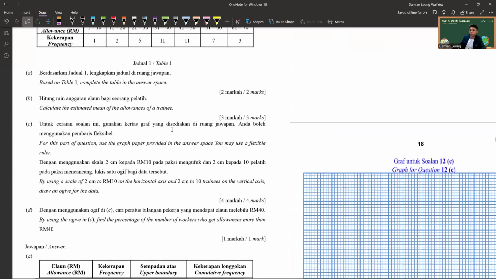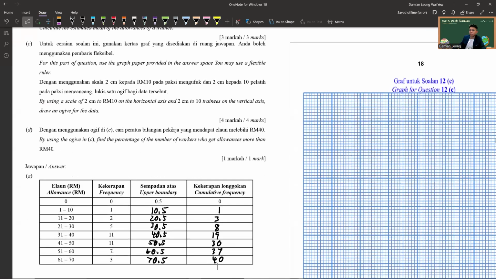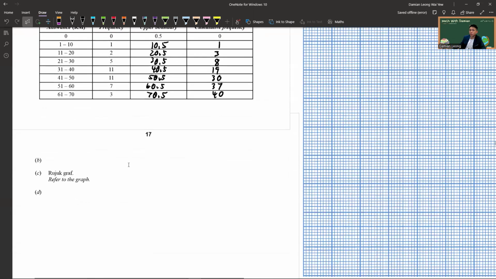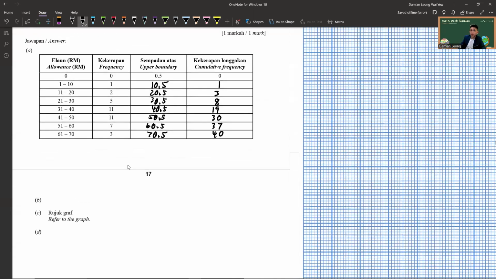Okay. Then part B, calculate the estimated mean of the allowance of a trainee. Estimated mean, we use midpoint. Okay, midpoint of each interval. So add together the lower and upper limit divided by 2, which means 5.5, 15.5, 25.5, 35.5, 45.5, 55.5, and 65.5.